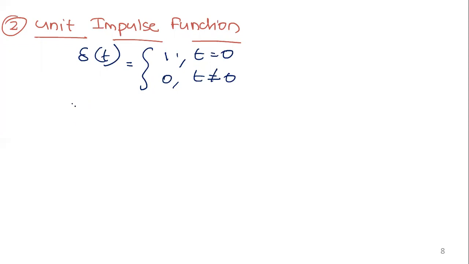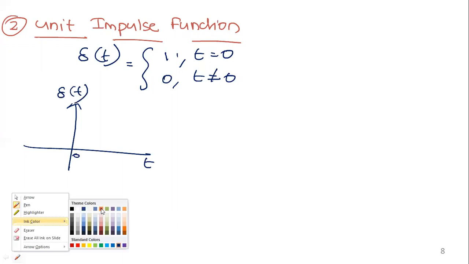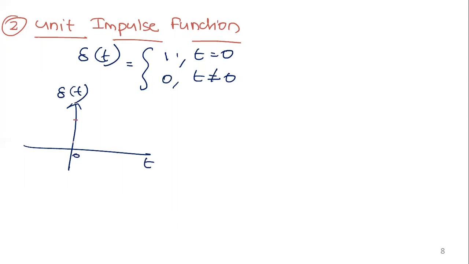And how will you represent that? The representation is like this: this is t and this is delta of t. You know it is defined only at t equal to 0. Let me use another color. So this is how you will represent it, at t equal to 1. This is a unit impulse, so we'll give the value as 1.